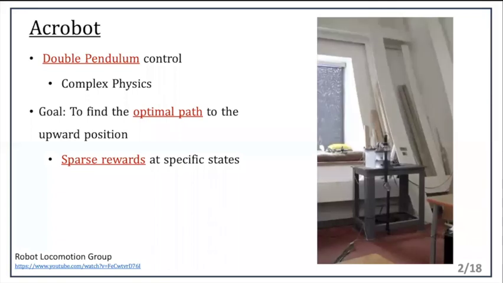For the acrobat control problem, we had a double pendulum system and needed to figure out the optimal policy to get this pendulum to swing itself to an upward position from any state value, the hardest being when it's hanging vertically downward. This pendulum receives very sparse rewards at specific state values in the simulation, and we have to use those sparse rewards to figure out the best way to swing the pendulum to the vertical position.